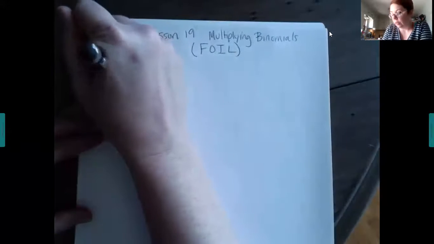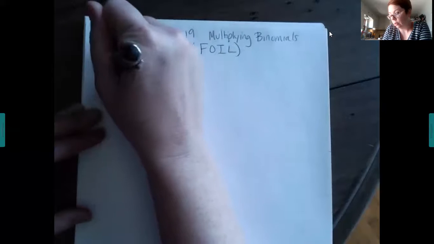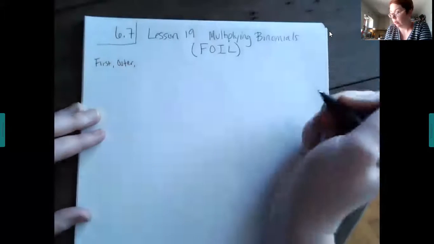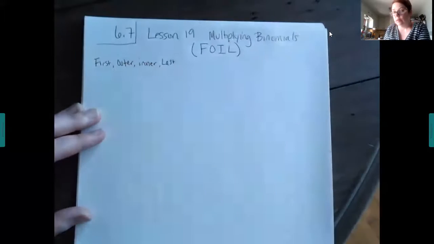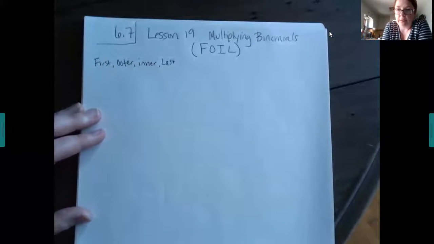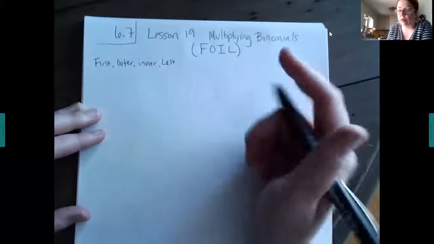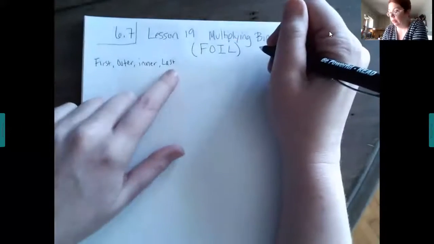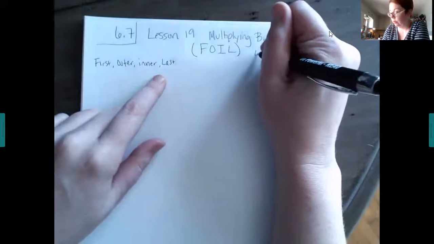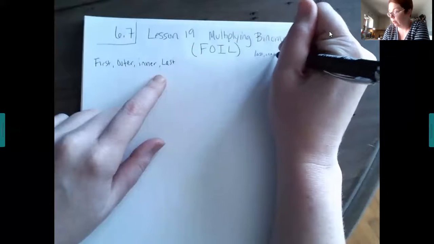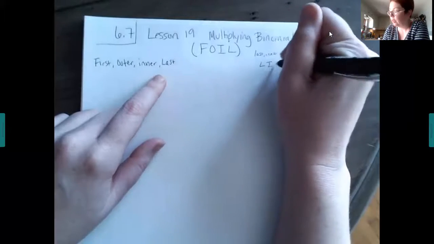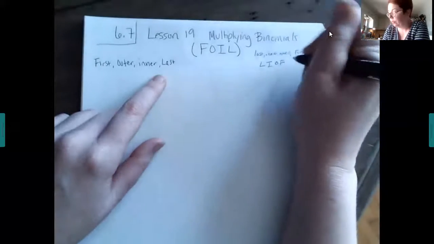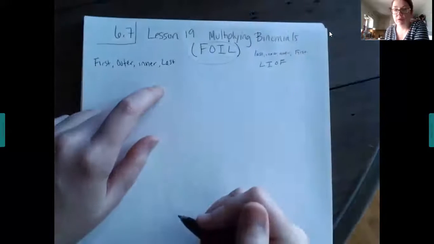So it stands for first, outer, inner, last. You can multiply whatever way you want to. It's just that this ends up actually making a word, right? We could multiply it backwards: last, inner, outer, and then first. But then we would have this, and that's not a word, right? So we tend to say we're going to FOIL it out.